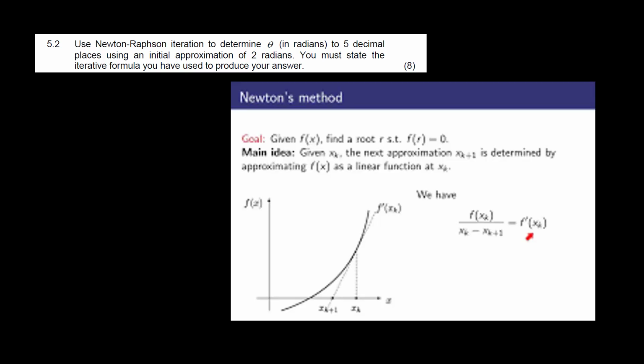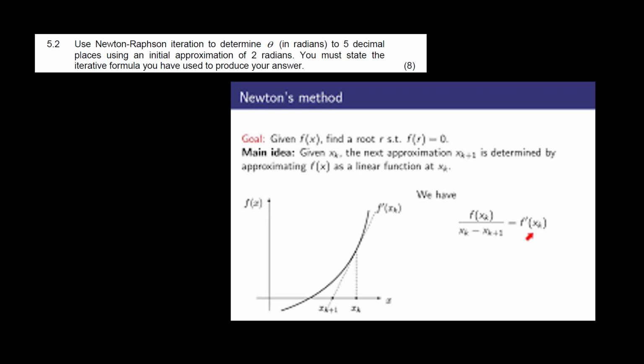Question 5.2. Use the Newton-Raphson iteration to determine theta in radians to 5 decimal places using an initial approximation of 2 radians. You must state the iterative formula that you have used to produce your answer. Let's quickly recap the Newton-Raphson method.